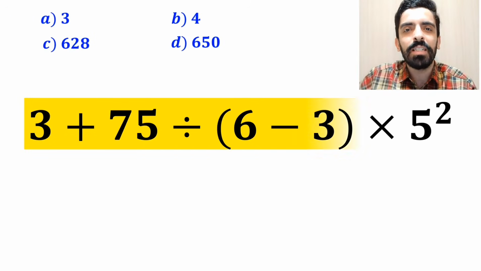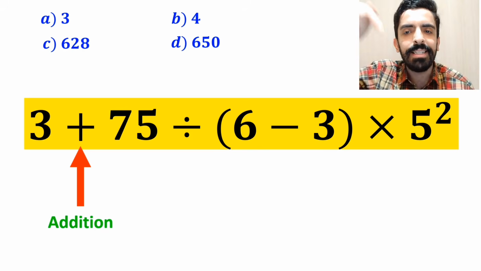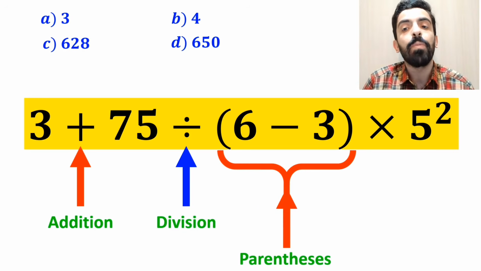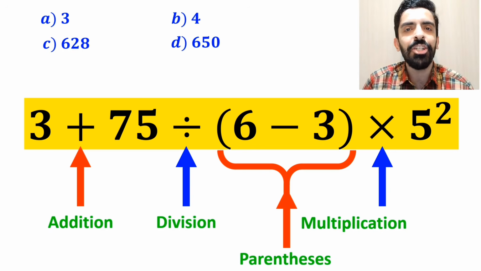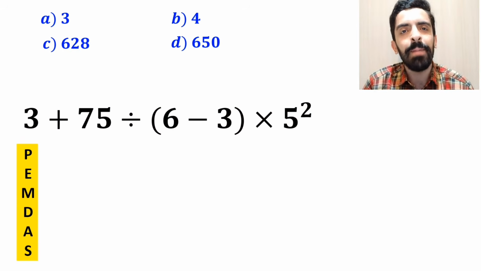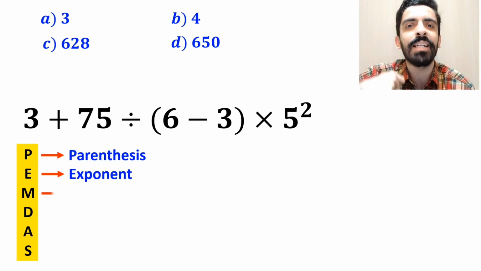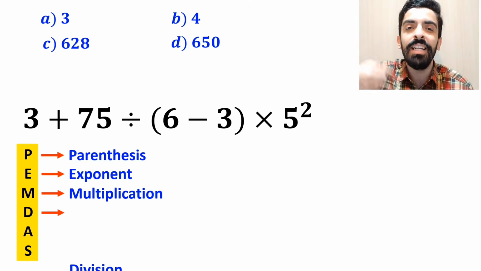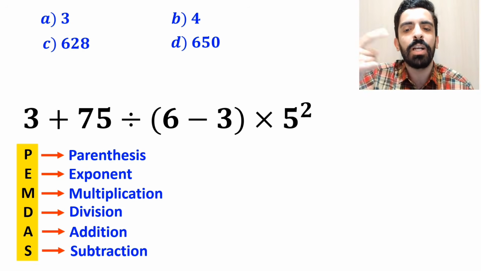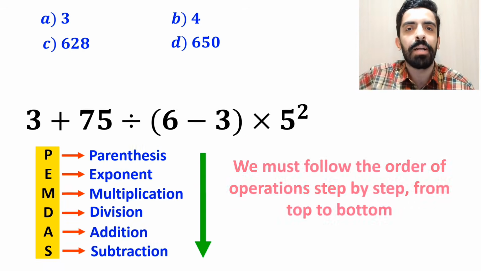Alright, now let me explain step by step how to solve this expression correctly. As you can see on the screen, in this expression, first we have an addition sign, then a division sign, followed by parentheses, then a multiplication, and finally an exponent. To solve this question, we must follow the PEMDAS rule. In this rule, P stands for parentheses, E stands for exponent, M stands for multiplication, D stands for division, A stands for addition, and S stands for subtraction. We must follow the order of operations step by step from top to bottom.